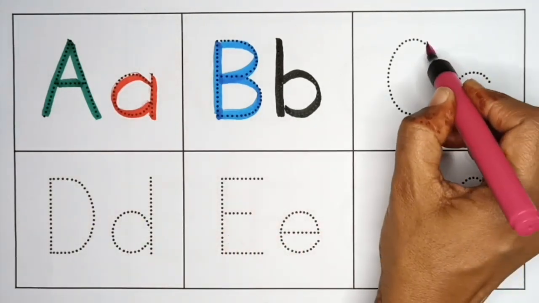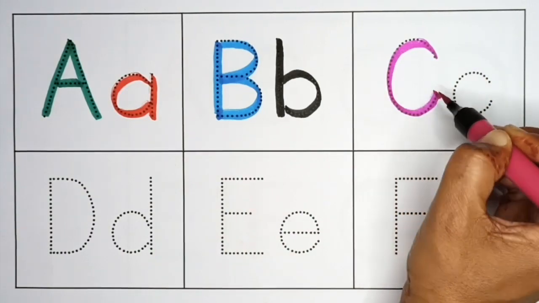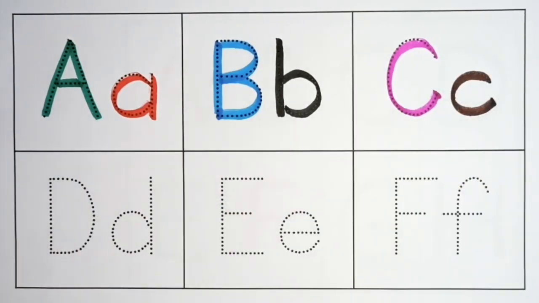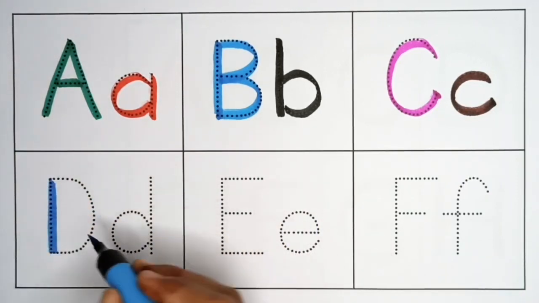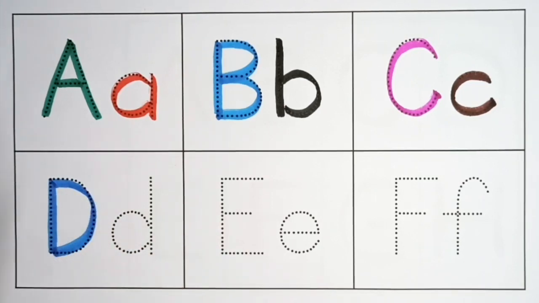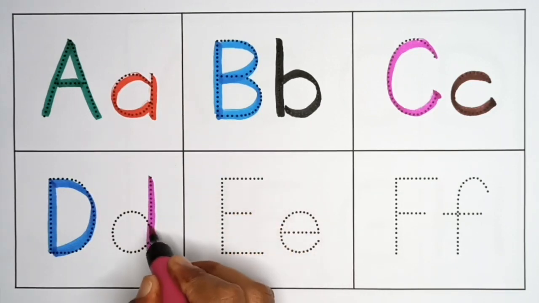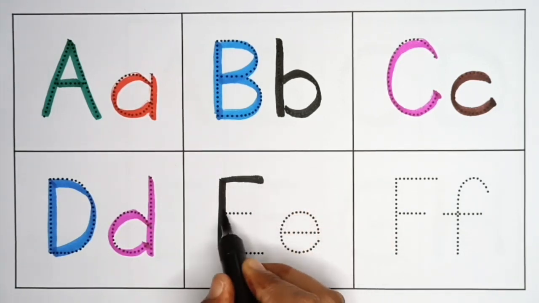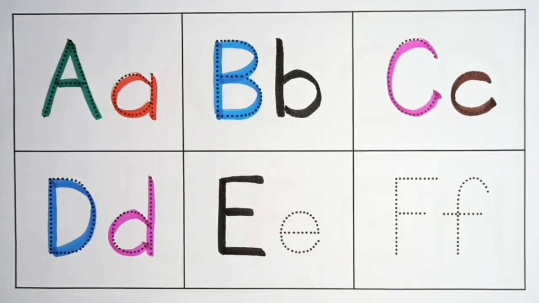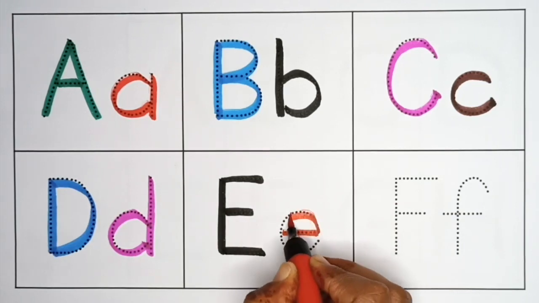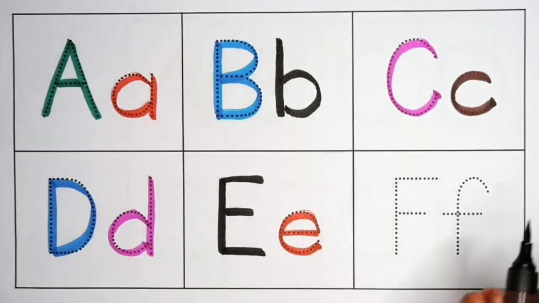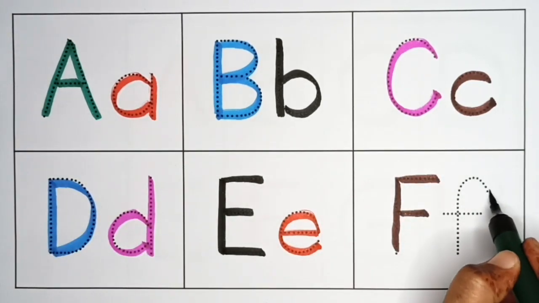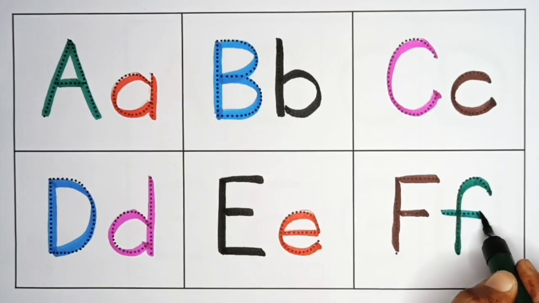Purple color. C for cat. Brown color. C for cat. Blue color. D for dog. Purple color. D for dog. Black color. E for elephant. Red color. E for elephant. Brown color. F for fish. Green color.